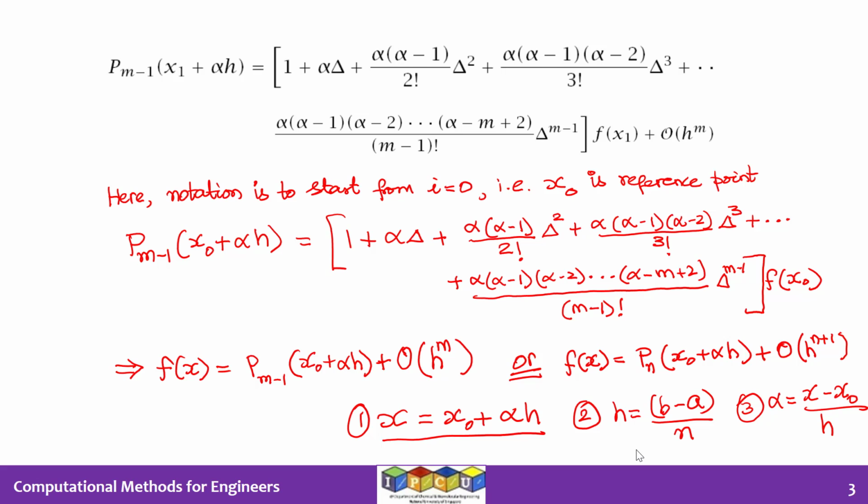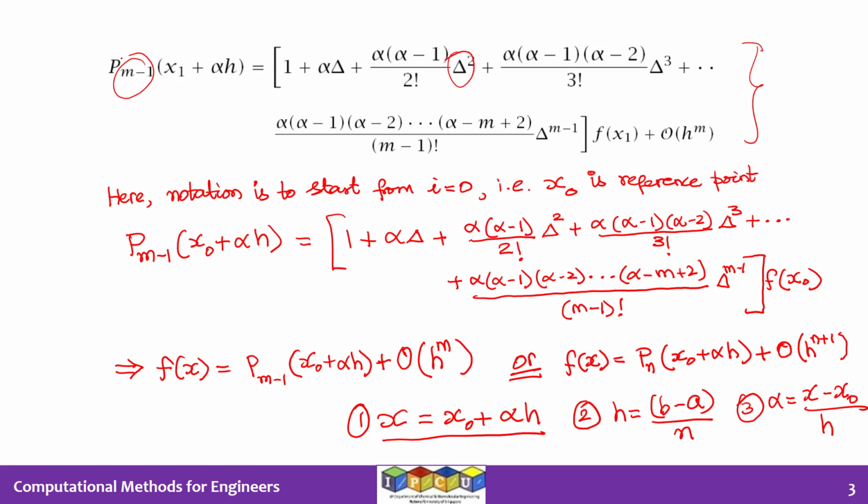Now that we have a reasonable understanding of how we are going to do the numerical integration problem, let's get a bit formal. On top, you see the expression for the interpolating polynomial based on forward differences, and the order of the interpolating polynomial is m minus 1. The polynomial came out in powers of alpha. We are able to reach any x value by changing the alpha value.